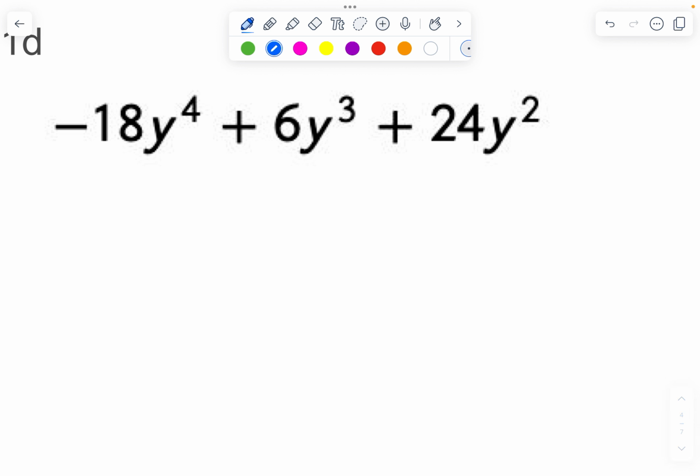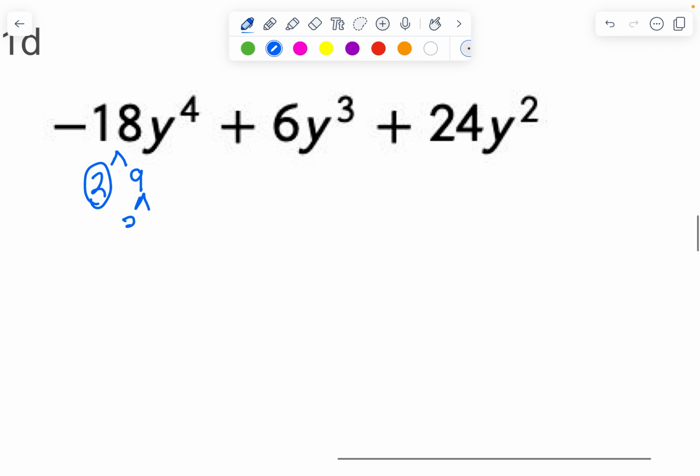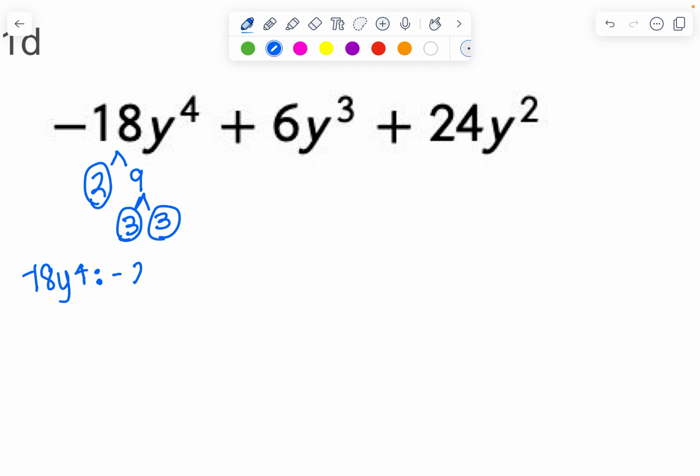Let's look here. We're going to kind of just ignore the negative for now and just split apart the 18. I know 18 is 2 times 9. 2 is prime. 9 is 3 times 3, which are both prime. So negative 18y to the 4th, let's just put a negative, and then we have 2 times 3 times 3, and then we have 4 y's.